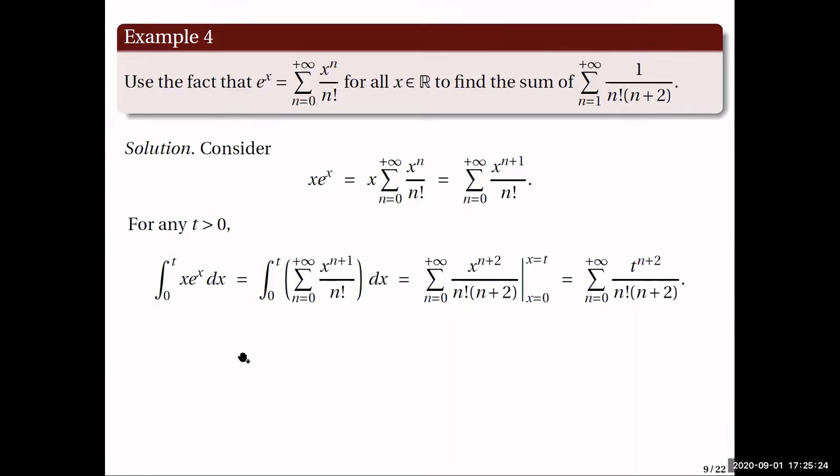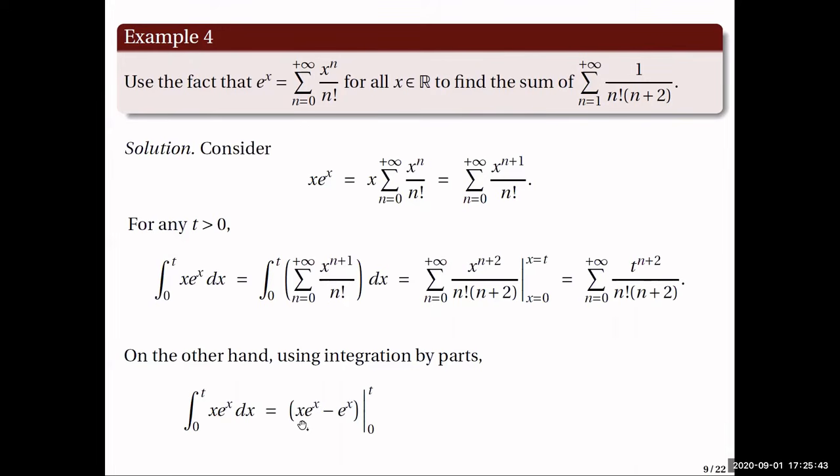Okay, now on the other hand, we can solve the integral of x e to the x dx by using integration by parts. So doing so, we get the definite integral of x e to the x dx from 0 to t equals x e to the x minus e to the x evaluated from x equals 0 to t, which is equal to t e to the t minus e to the t plus 1.